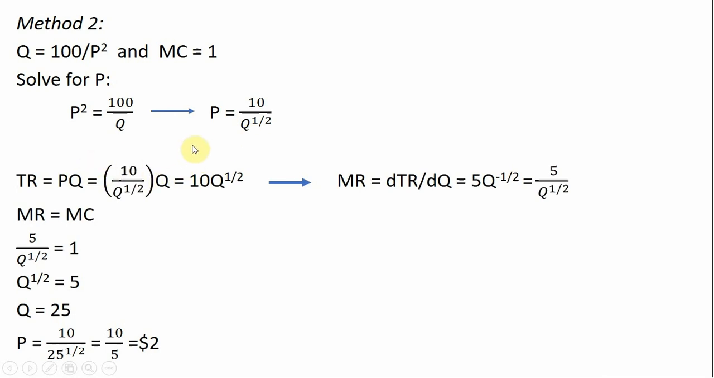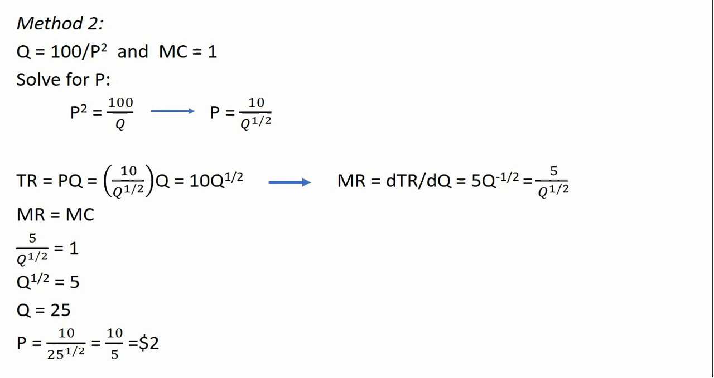To get total revenue, we want to take price and multiply it by quantity. So price times quantity, what's price? Well, 10 divided by the square root of q. That's multiplied by q. That will leave us 10 multiplied by q divided by the square root of q, which will just simplify to 10 times the square root of q. The next step is to take the derivative of this result to get marginal revenue. We do that. We're going to bring down the 1/2 in front. So 1/2 times 10 is 5. Then it's going to be 1/2 minus 1 in the exponent, leaving us with -1/2. And that can also be written as 5 divided by the square root of q.